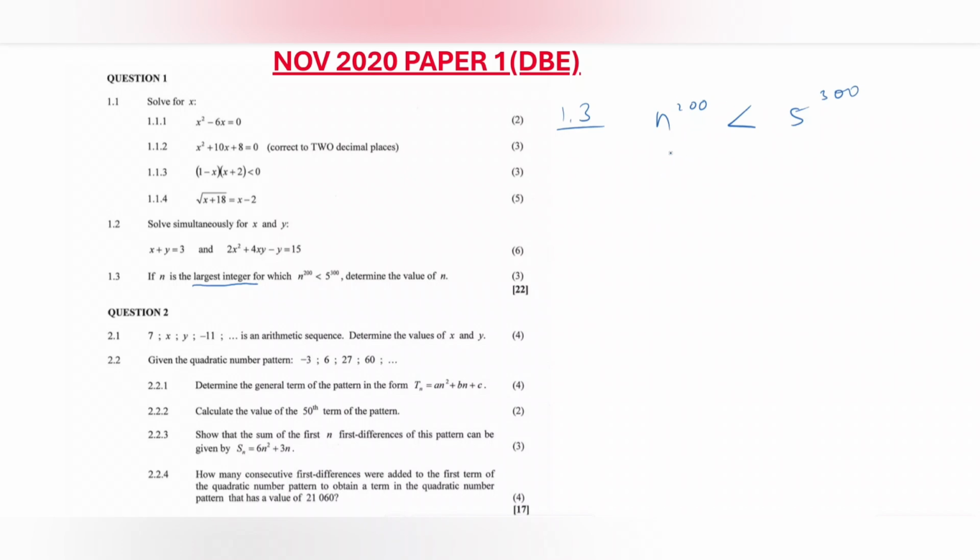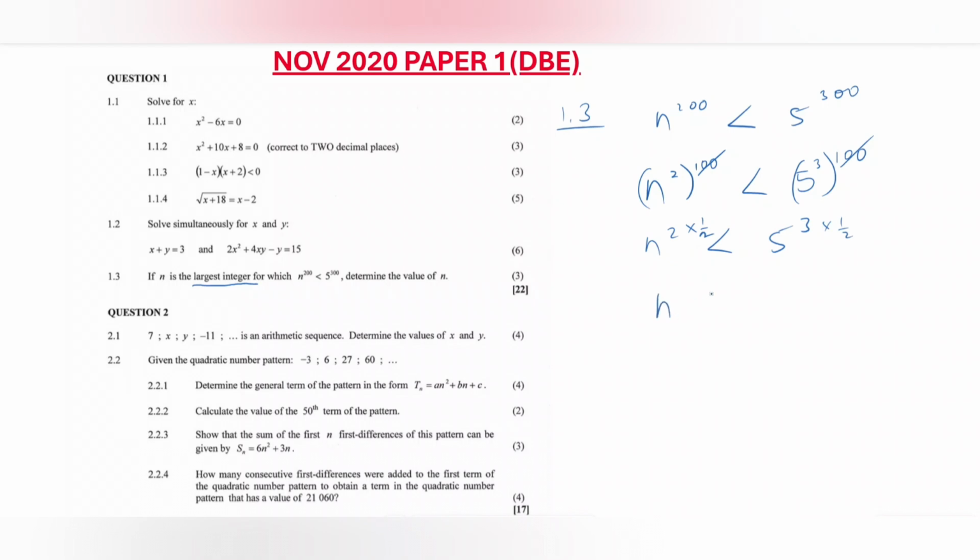To solve for n here, we can break these 200 into n squared, raised to the power 100, less than 300, that will be 5 cubed, raised to the power 100, like this. Then 100 and 100 can cancel out, then we'll be left with n squared is less than 5 power 3, like this. Then n squared we can multiply by a reciprocal half, so that it can go, then times half, like this.